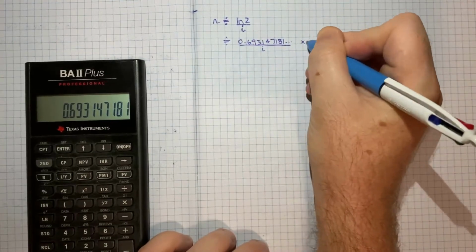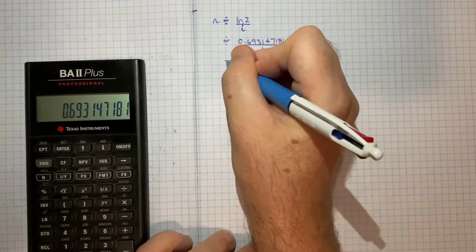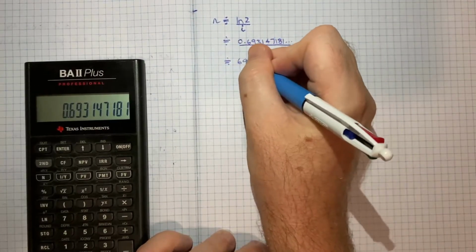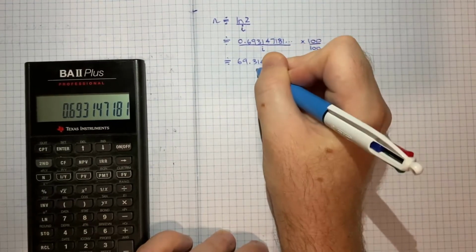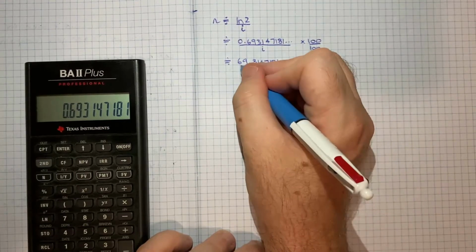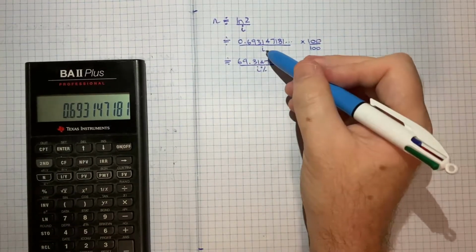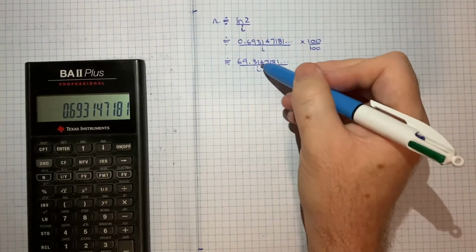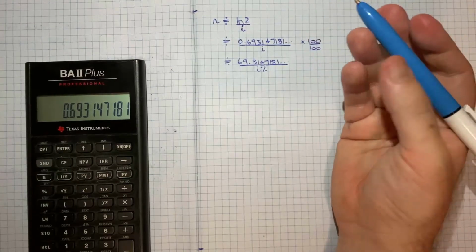If I multiply the top and bottom by 100, so I haven't changed anything, I can now write that as 69.314781 on I percent. So the denominator now is the percentage. So with, say, 10%, instead of it being 0.1, I'd actually just have 10. And now here is where you get the rule of 72.